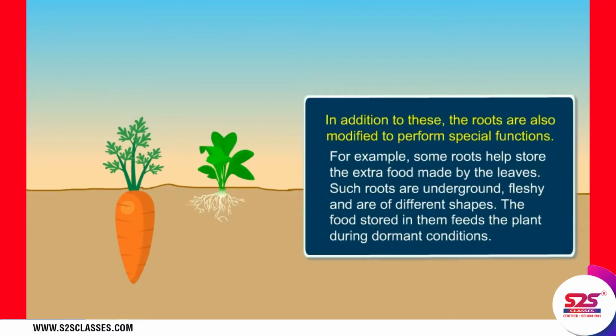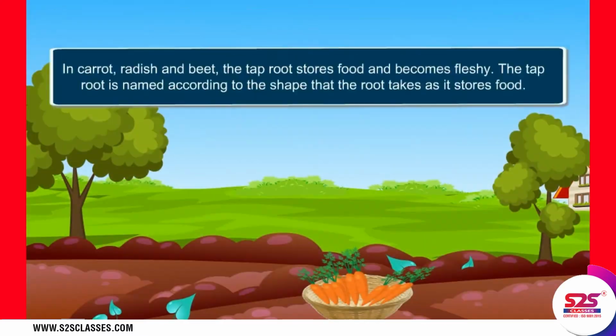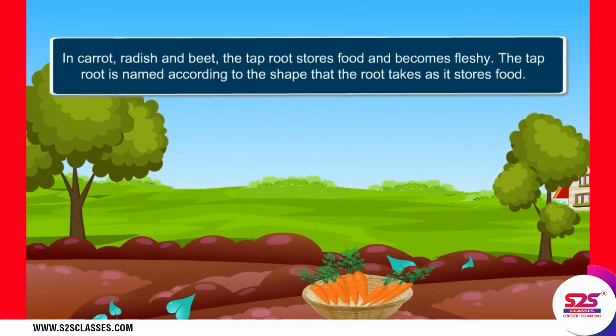For example, some roots help store the extra food made by the leaves. Such roots are underground, fleshy, and are of different shapes. The food stored in them feeds the plant during dormant conditions. In carrot, radish, and beet, the taproot stores food and becomes fleshy.